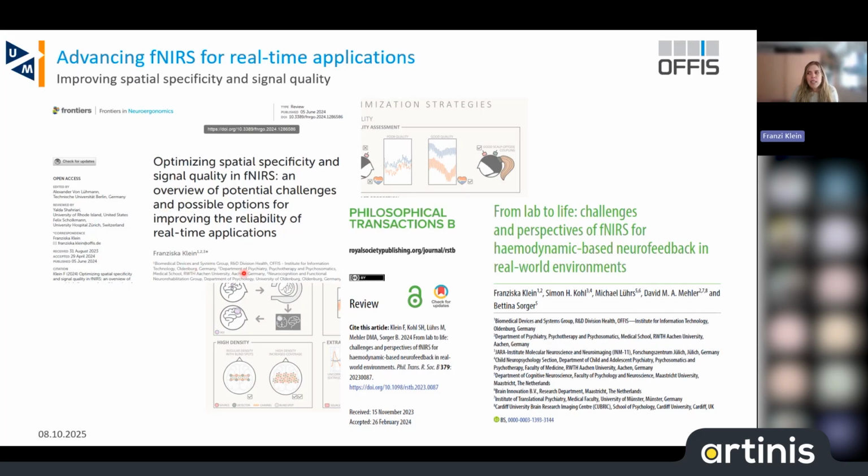But if you want a deep dive into real-time preprocessing options or general real-time applications, we published 2 papers about this last year. So if you're interested, you can check these. And I will talk really briefly about the main parts here.